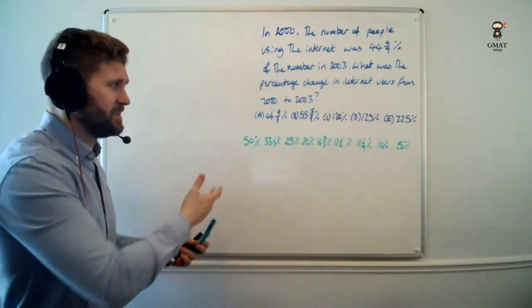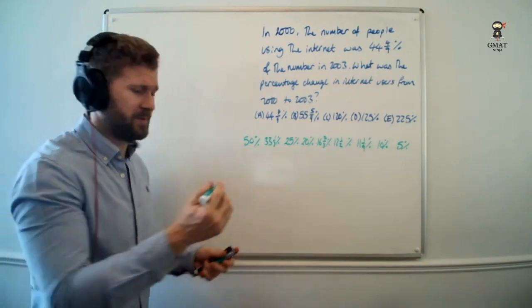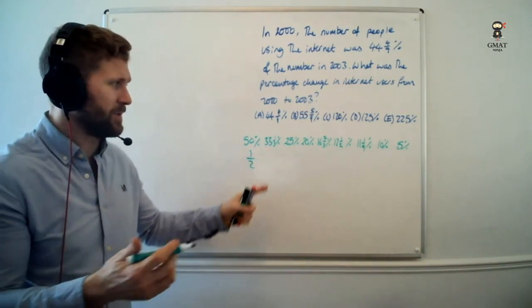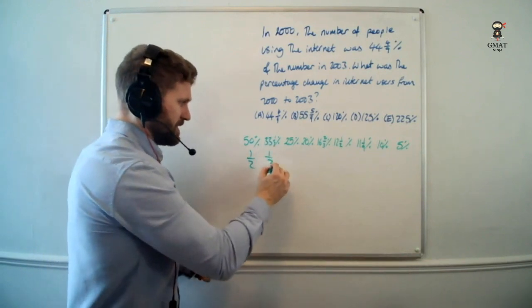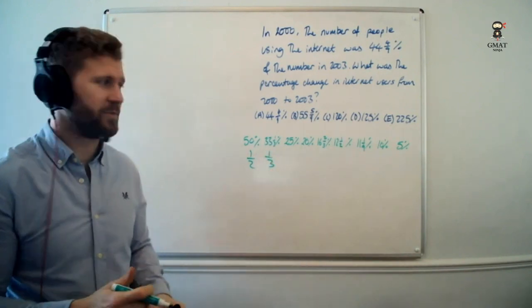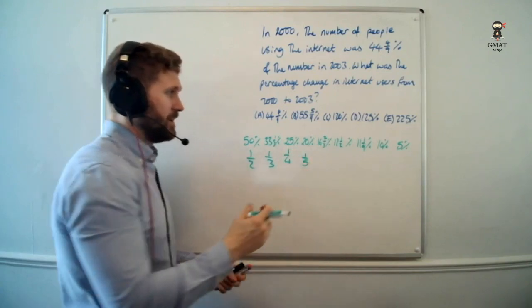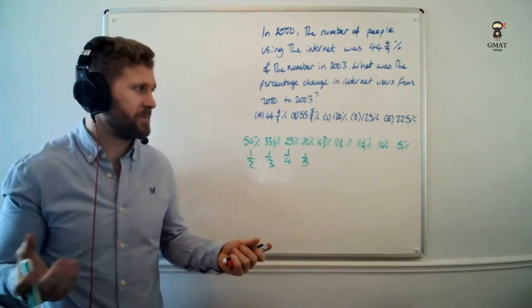So we've got some of the easy ones, like 50%. 50%, that's just a half. Most people know that. In the same way, 33 and a third as a percentage, that's a third. If you convert that to a fraction, 25 is a quarter, 20% is a fifth. Those are the ones that most people are very comfortable with.